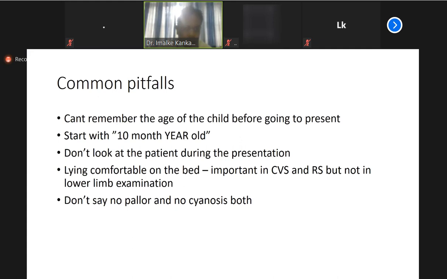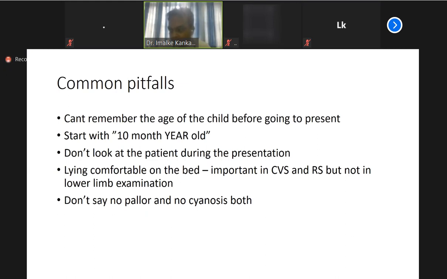So the presentation is almost like an adult. A common pitfall at the end of the examination is that you can't remember the age of the child before going to present. Then again, it's not that nice. Be conscious at the time of the exam: okay, how old is this child? Otherwise at the time of presentation you say, oh, I couldn't ask the age. If you can ask the age and the name, even the name is fine.